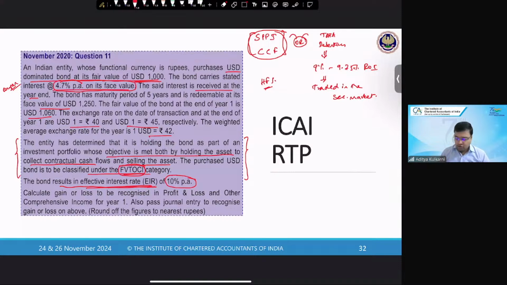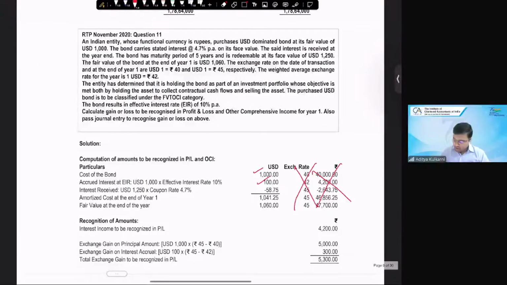So 4.7% on the face value of 1250. So 1250 into 4.7%, 58.75. Are we able to understand? Yes, sir. So that gives you the amortized cost at the end of year one, 1041.25. But this is an investment with a business model that enables you to sell as well.